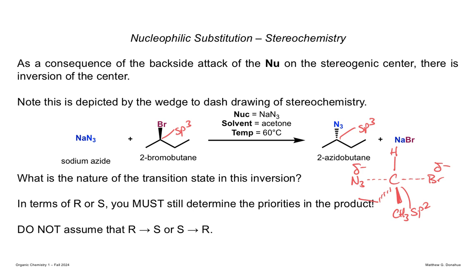So those three substituents, the H, the methyl, and the ethyl, because that carbon's sp2, they now all lie in the same plane. And so as you form that carbon-nitrogen bond, they're all going to sort of flip backwards to the other side, and then the bromine's going to leave. So ultimately, those three groups go from one side, planar in the transition state, and then flip or invert to the other side.